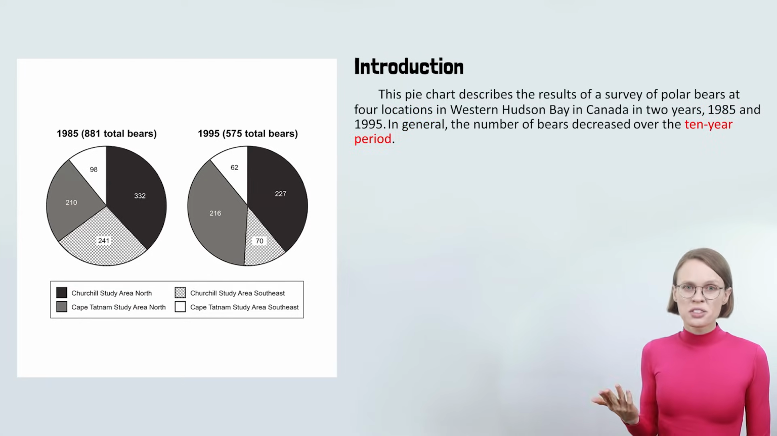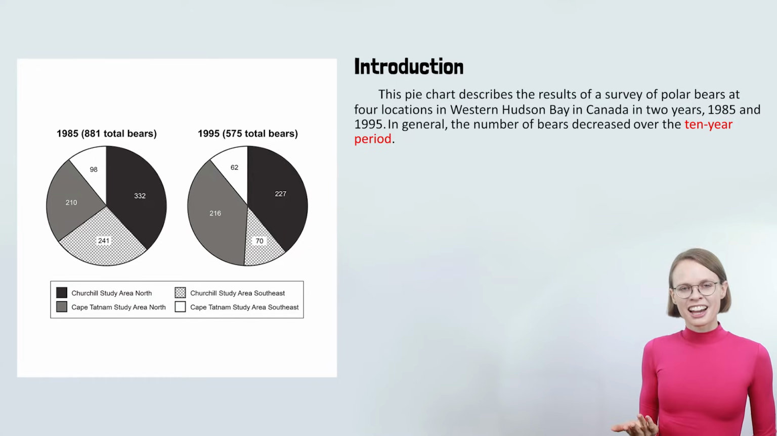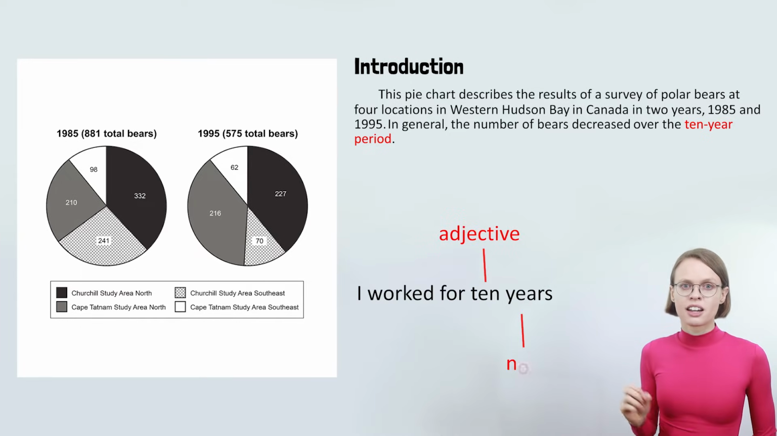This is an awesome way to show off your writing skills. Why? Because 10-year period must be written with a hyphen. And by using a hyphen, you show the IELTS examiner that your English is amazing. Why do you have to use a hyphen here? For example, if you say, I worked for 10 years, there is no hyphen. That's because 10 acts as an adjective and years is a noun.